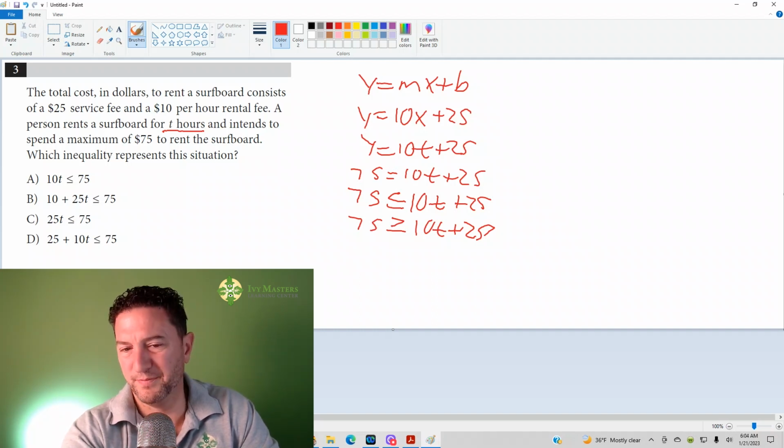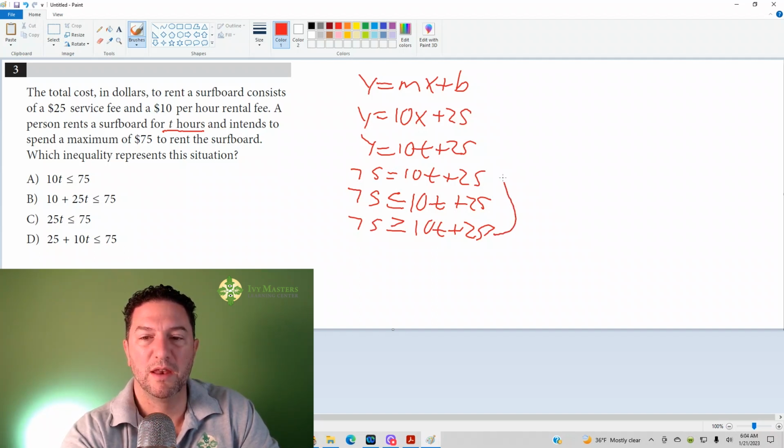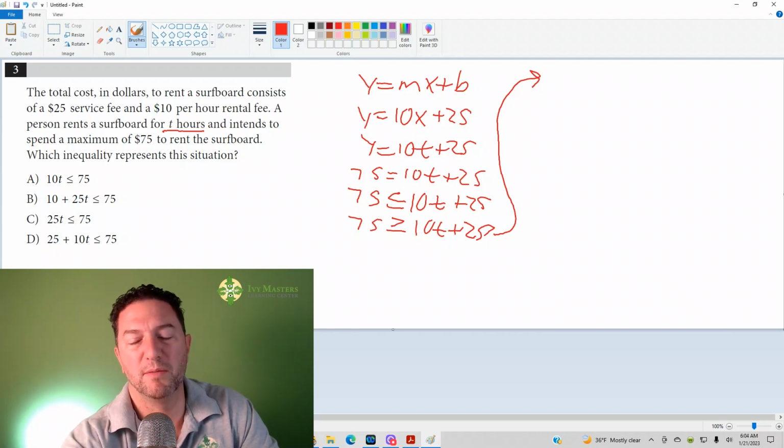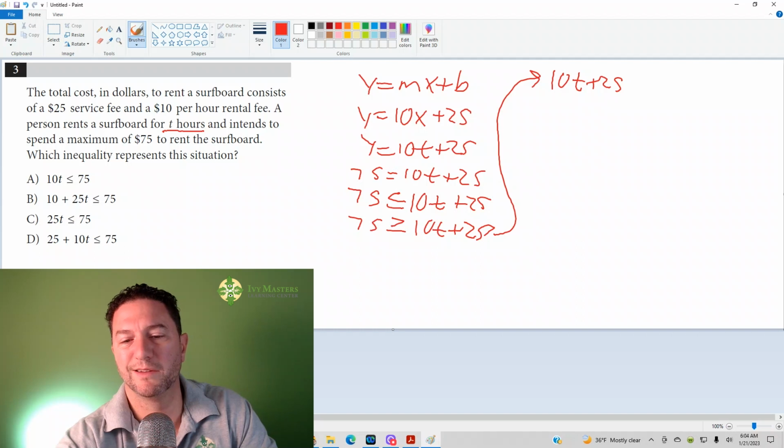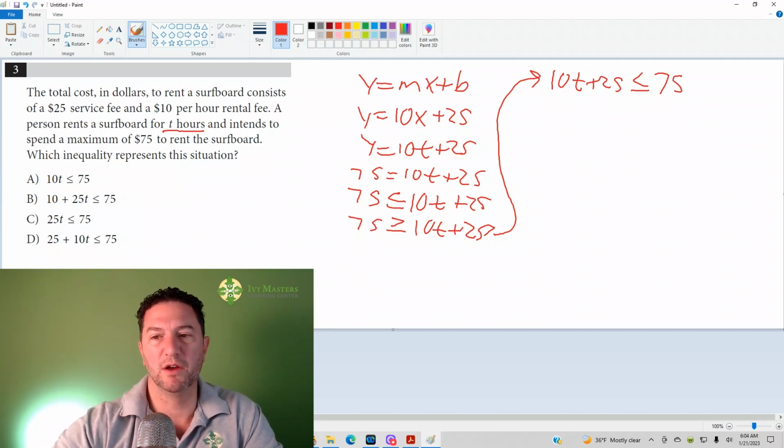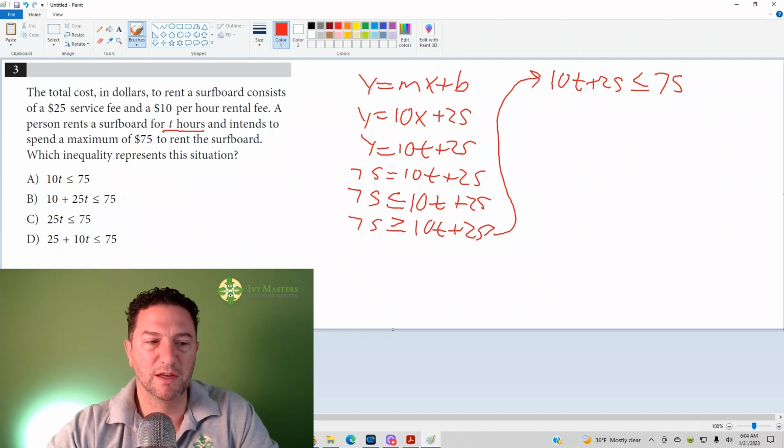We see all the inequalities are flipped the other way. Now, remember, your inequality is like a hungry monster, and you want it always to be pointing at the thing that is bigger. So the 75 should be bigger. If I flip this, 10t plus 25, the inequality is eating the 75, its mouth going towards the 75. So it's got to still be going that way. That's going to be your correct answer. It's going to be B.